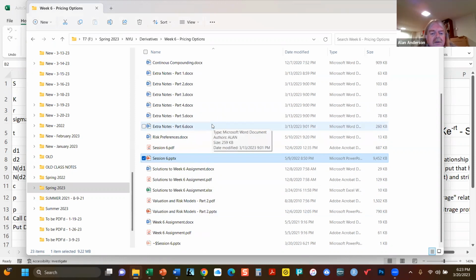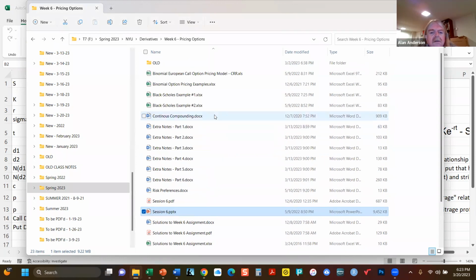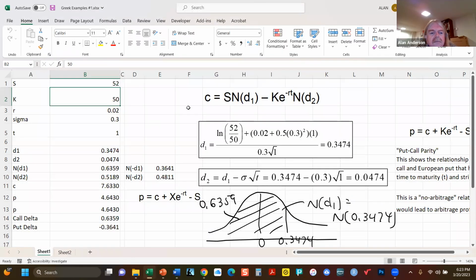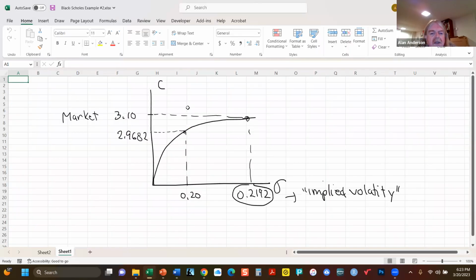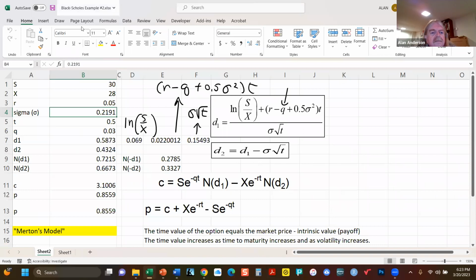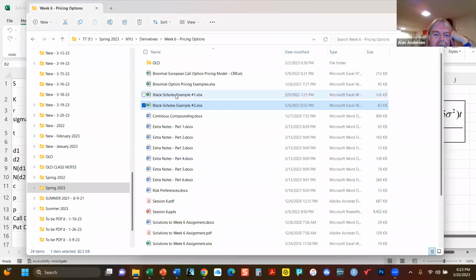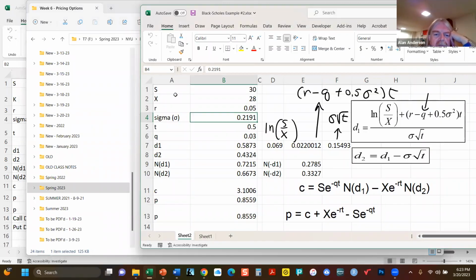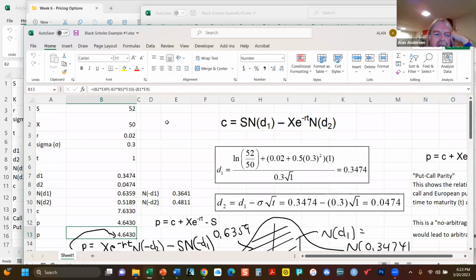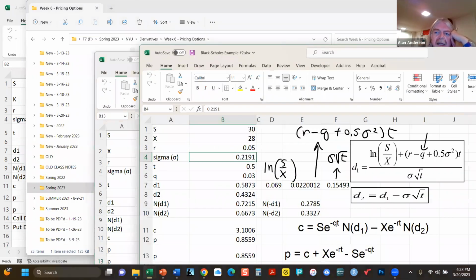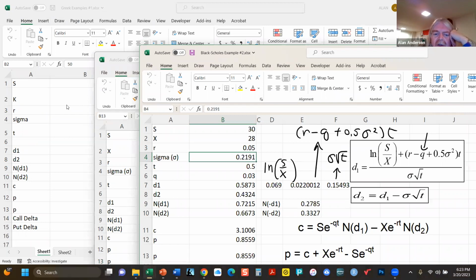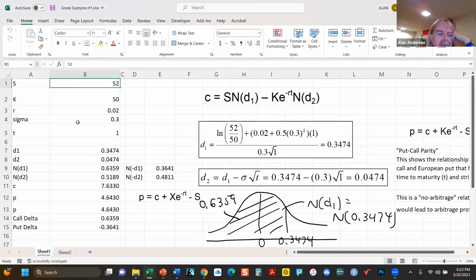I called it Black-Scholes number 2, I believe. Here it is. Let's get that thing open. Okay, no, it's not the same exact thing. It's this other one. There we go. It's this example. This is Black-Scholes number 1. Now, what I wanted to do is take that as a starting point and then experiment with it.